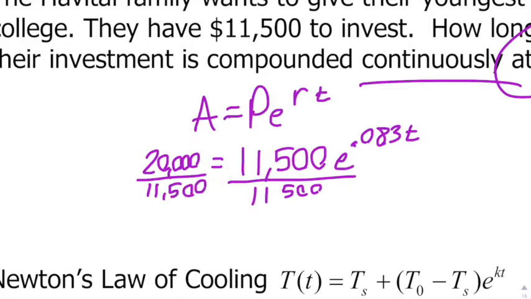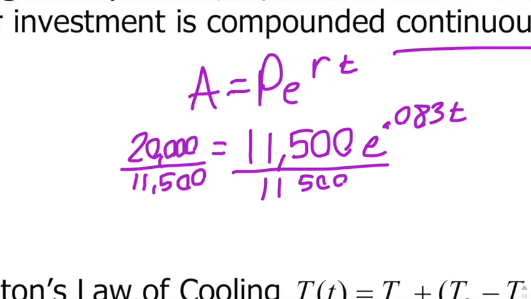Bear with me on this. My notes don't actually have everything worked out here. So this is 1.739, and then that's equal to e raised to 0.083 times time.